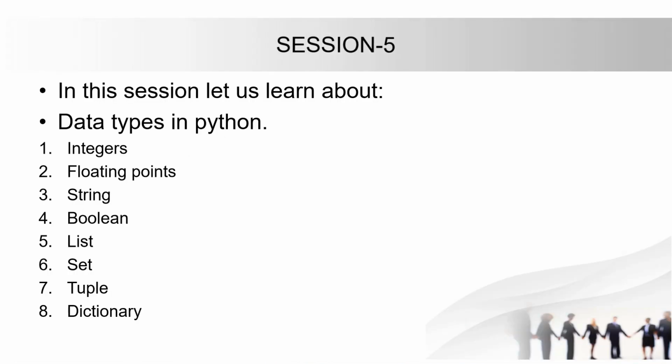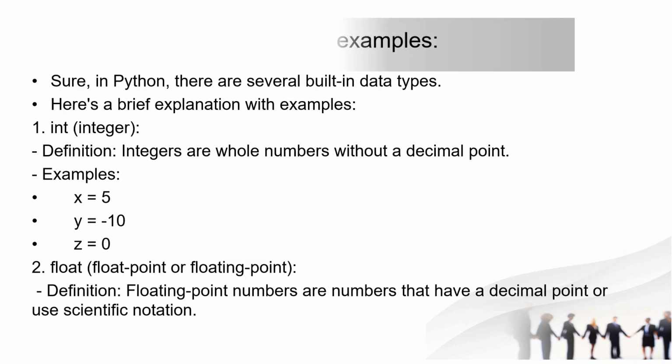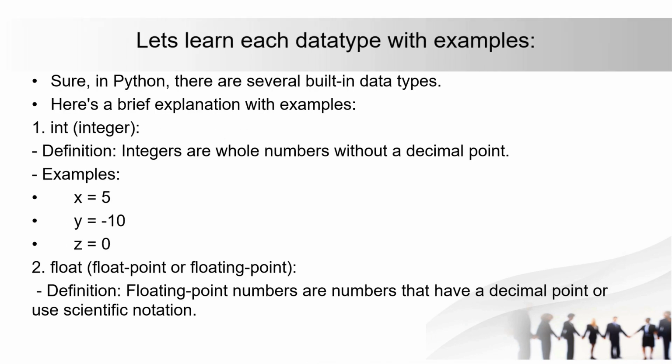In the last session, we learned about variables, constants, and literals in Python. In today's session, let us learn a very important topic: data types in Python. Here are some data types: integers, floating points, string, boolean, list, set, tuple, and dictionary. Let's learn each data type with examples.